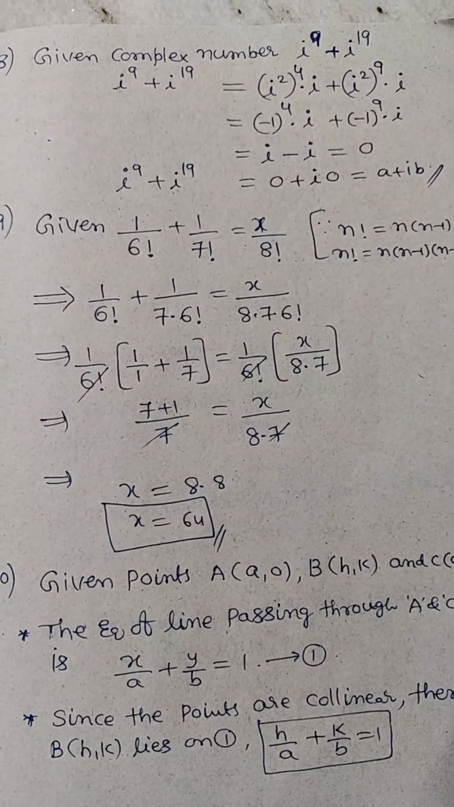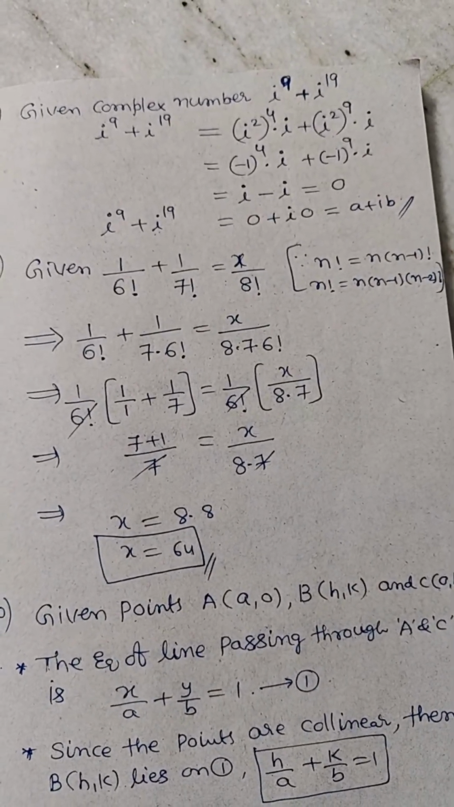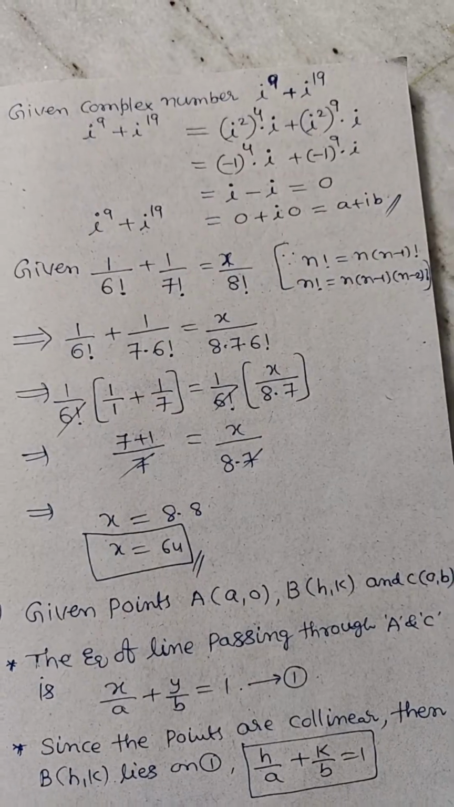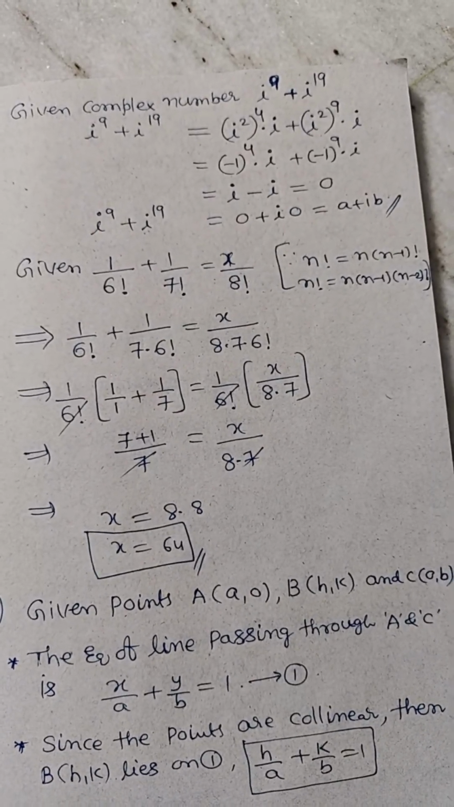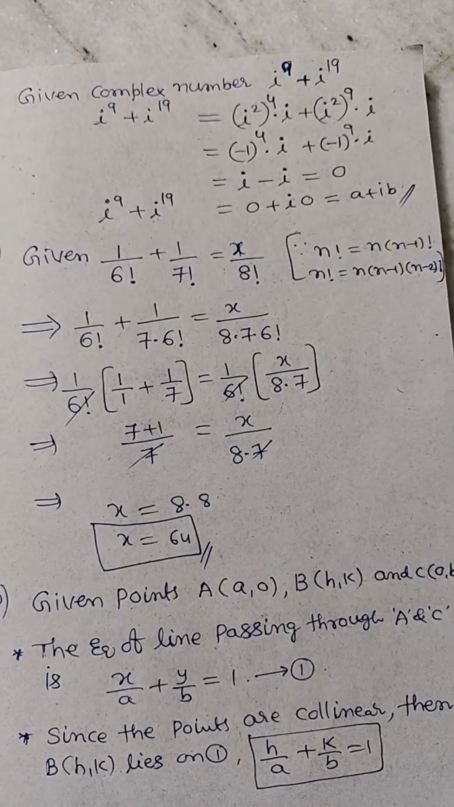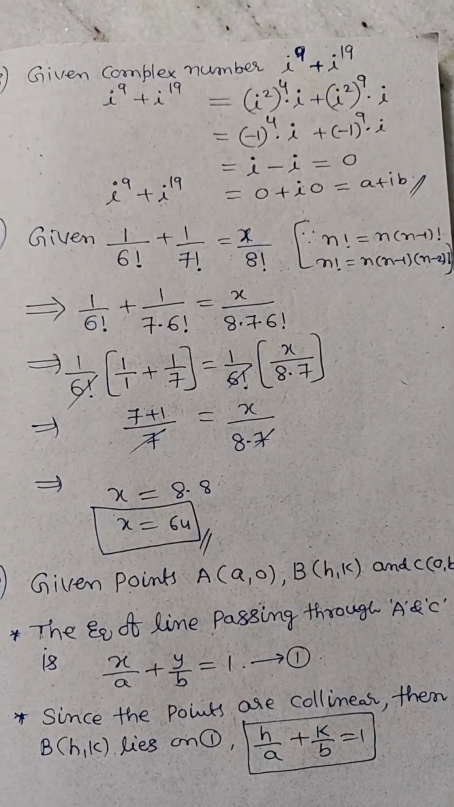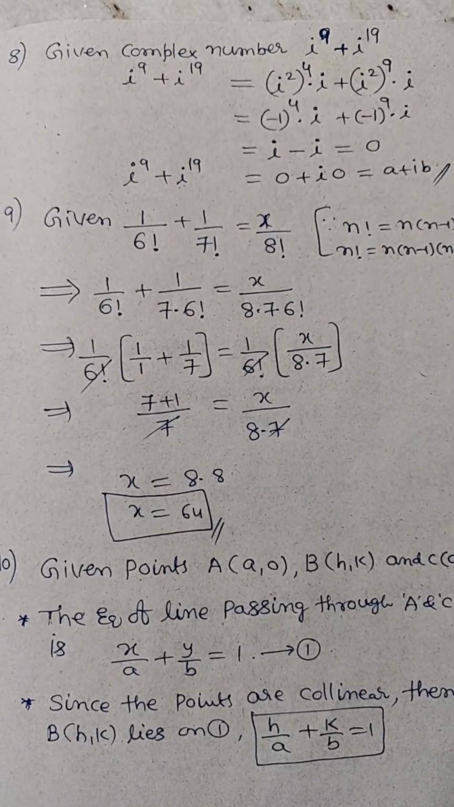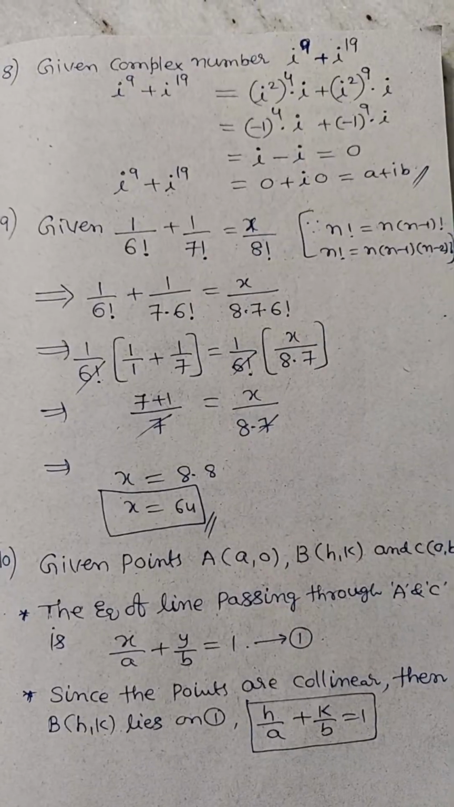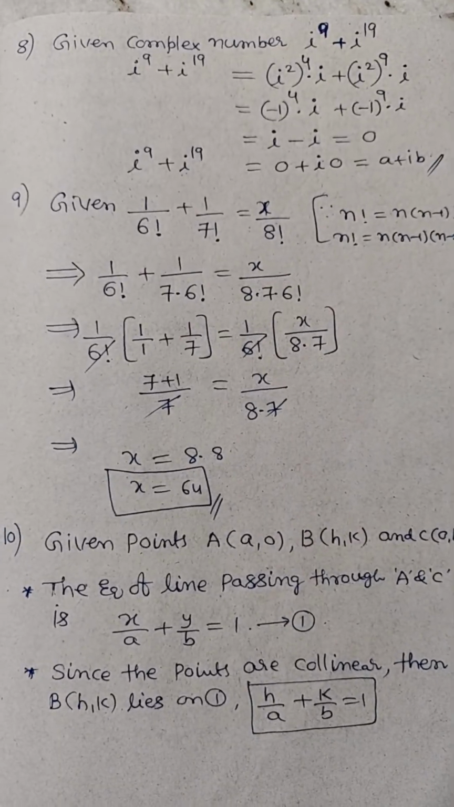i power 9 can be written as (i square) whole power 4 into i. A power m whole power n formula we applied here. So, i power 19 also, (i square) whole power 9 into i. So, wherever i square is there, replace with minus 1. (Minus 1) whole power 4 into i plus (minus 1) whole power 9 into i. Minus 1 even number of times is positive 1, into i plus (minus 1) whole power 9 into i. So (minus 1) whole power 9, odd number of times, it will be minus, no? So minus i. i minus i equal to 0.